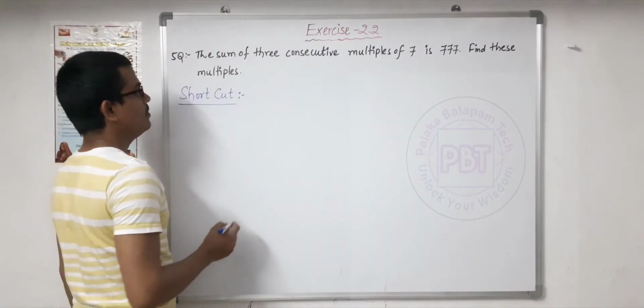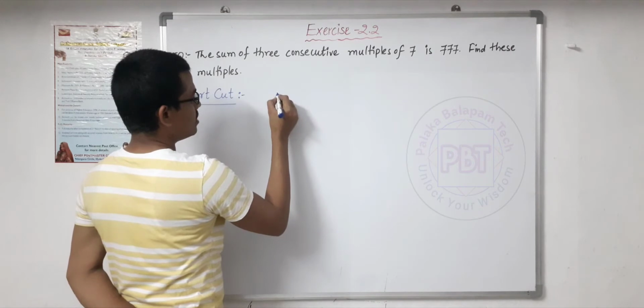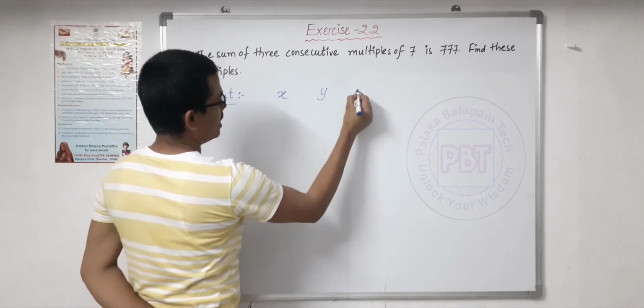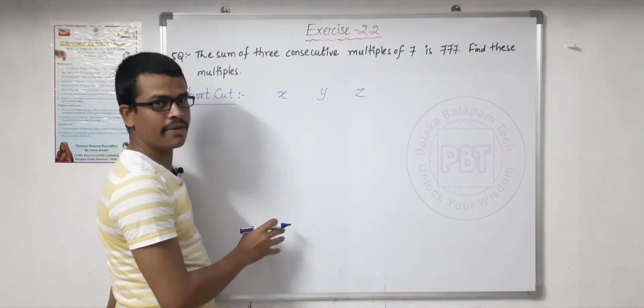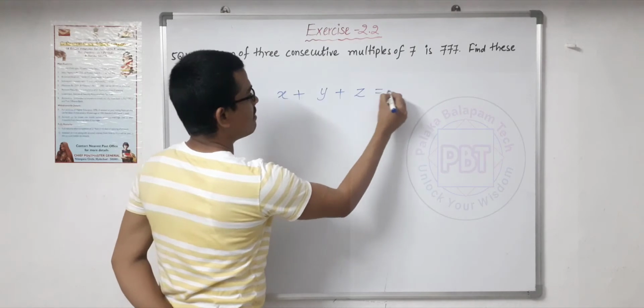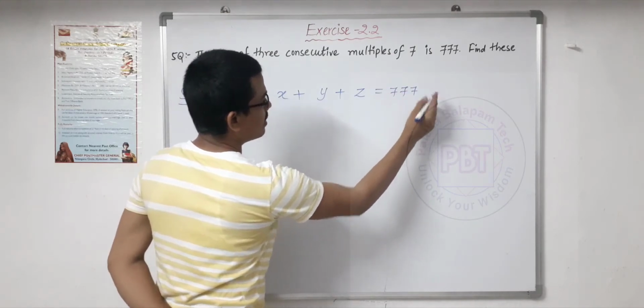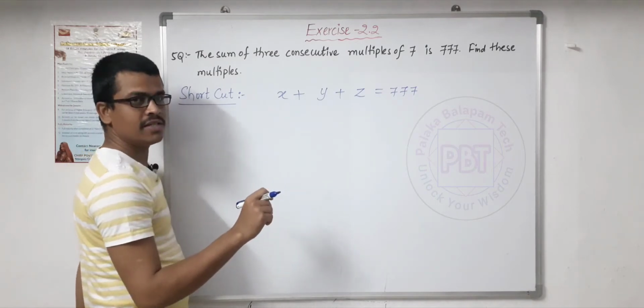Let us see the shortcut. I am taking the three consecutive multiples of 7 as x, y and z. According to the question, the sum should be 777.